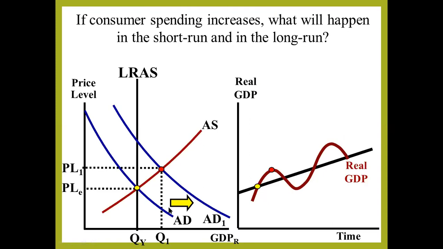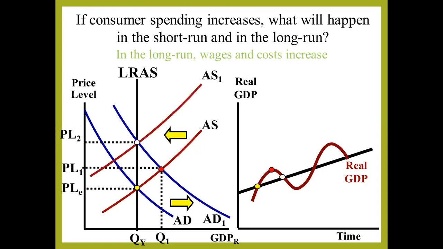Now what's going to happen? We know what's going to happen in the short run. I just showed you. What about in the long run? In the long run, wages and costs are going to go up. Why? Let's think about this. Prices have gone up. Think about macro unit 2. One of the things in inflation, when prices go up, workers have to demand higher wages because the cost of living has gone up, and that continues into a spiral.